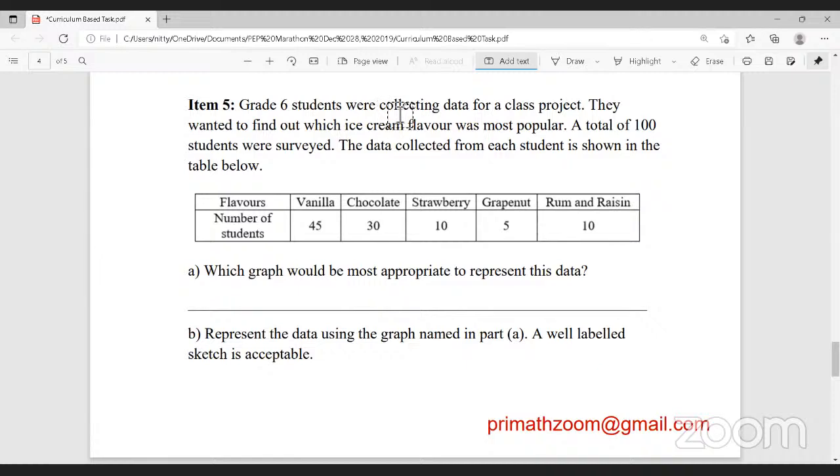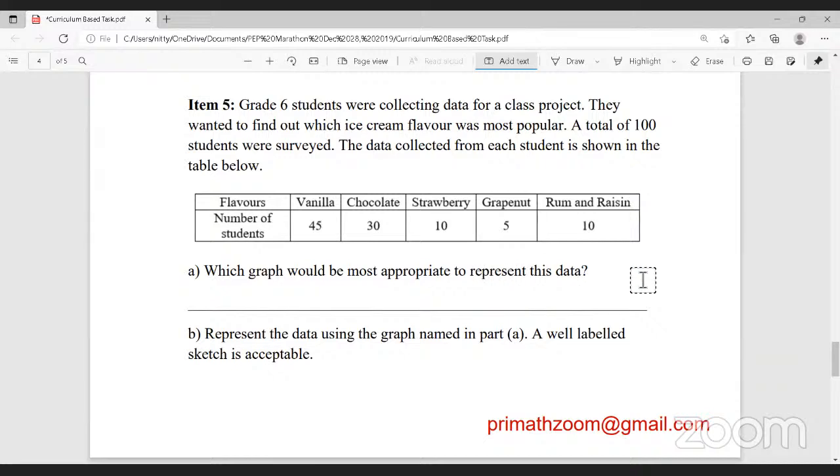So this one says grade 6 students were collecting data for a class project. They wanted to find out which ice cream flavor was most popular. A total of 100 students were surveyed. The data collected from each student is shown in the table below. So here in this table, we see the flavors: vanilla, chocolate, strawberry, grape nut, rum, and raisin, and the number of students that like each one the most. Now the question is saying which graph would be most appropriate to represent this data.